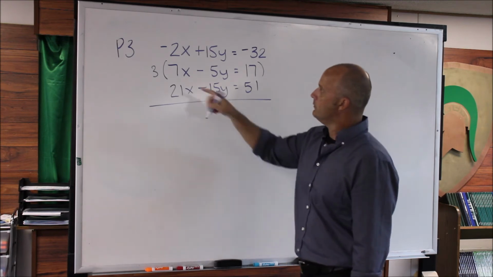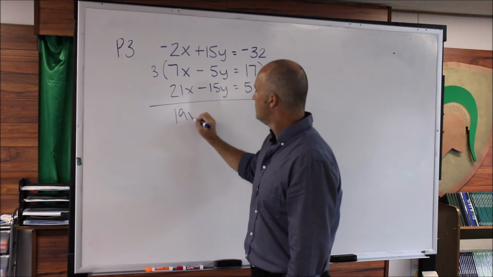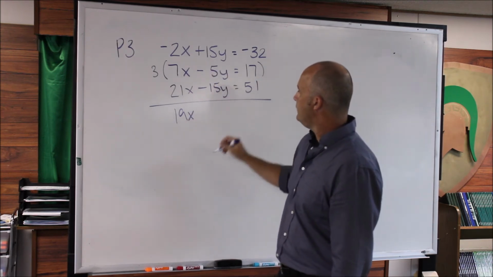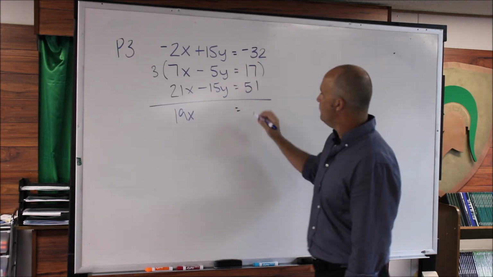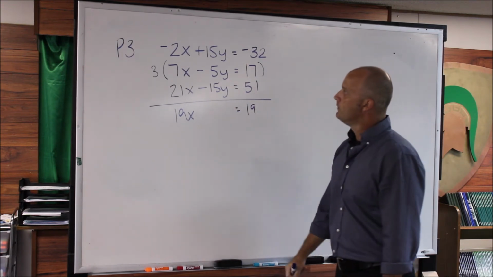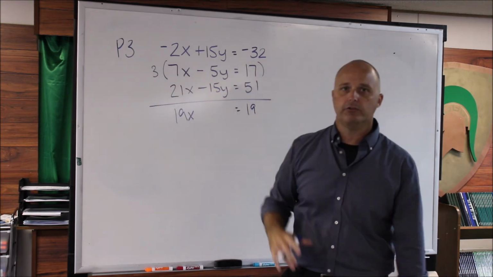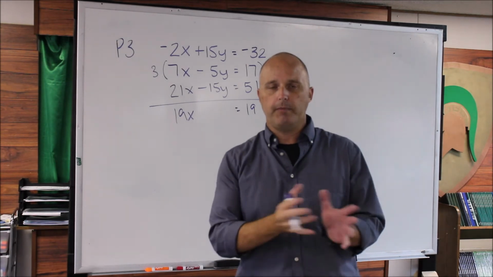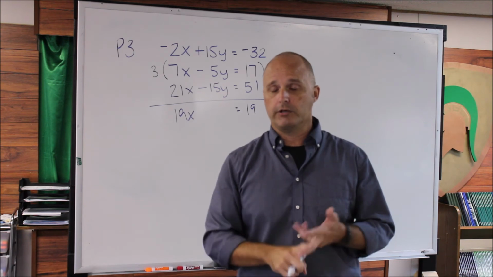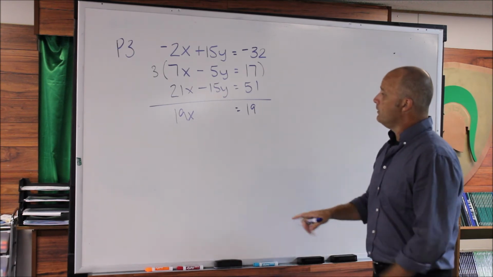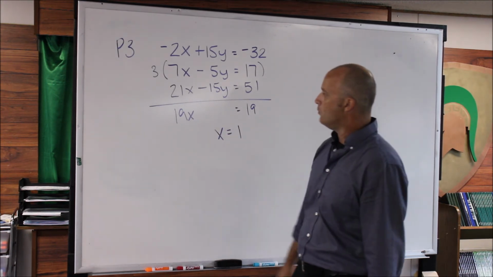Now what we're going to be doing is looking at the -2x and the 21x. So that gives us 19x, the 15y and the -15y, 0y, and that's going to be equal to -32 plus 51, which is 19. Now notice that I did not cross out or do anything to my original equation, because I want to be able to use that later on for either the next step in the process or to check it. So 19x is equal to 19. Pretty simple, x equals 1.